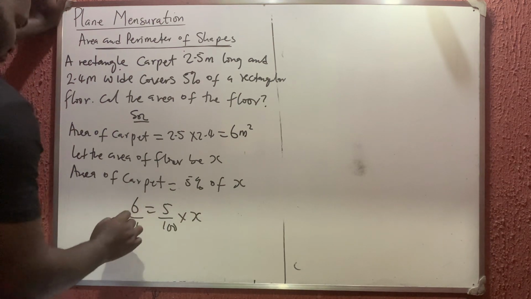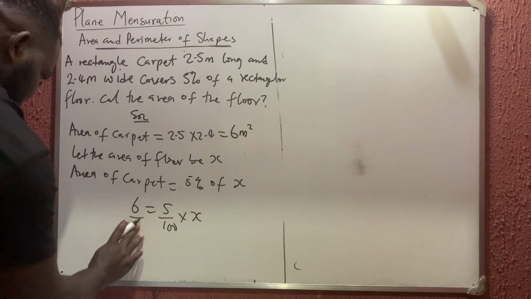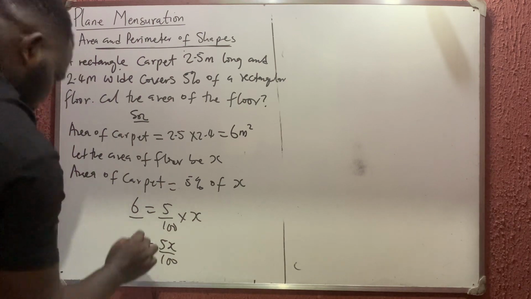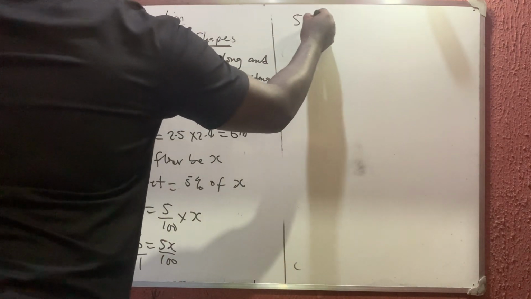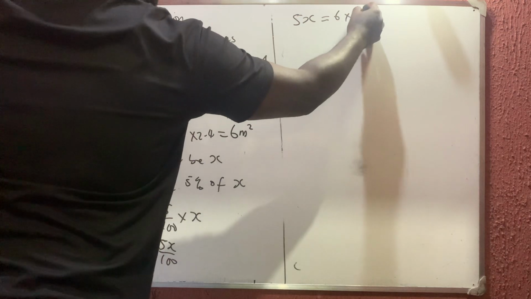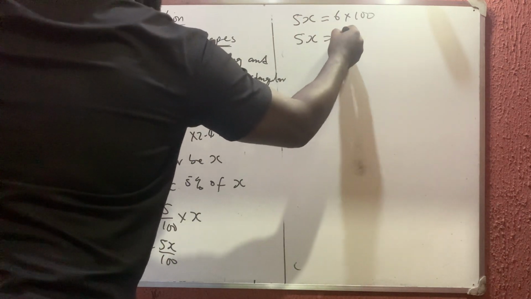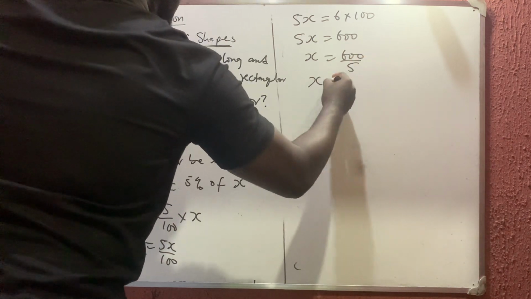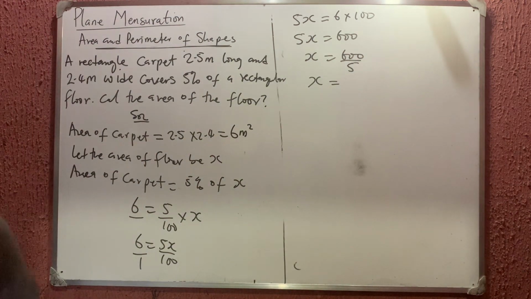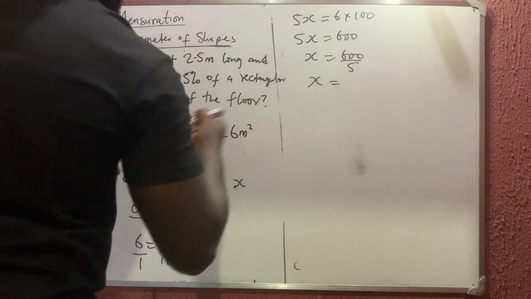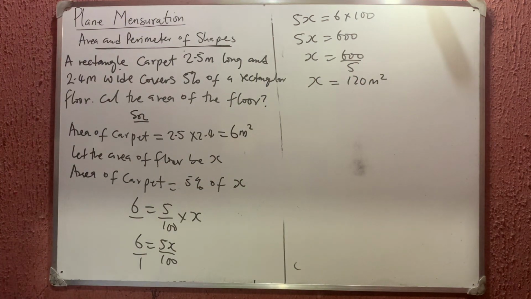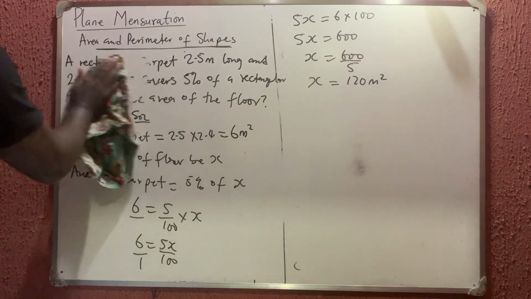If you cross multiply, we are going to have that 6 is equal to 5x over 100. So 5x is equal to 6 times 100, which is 600. So x will now be 600 divided by 5. So our x is equal to 120. So 120 meters square. So you see, it's very simple. So that is the area of the floor.